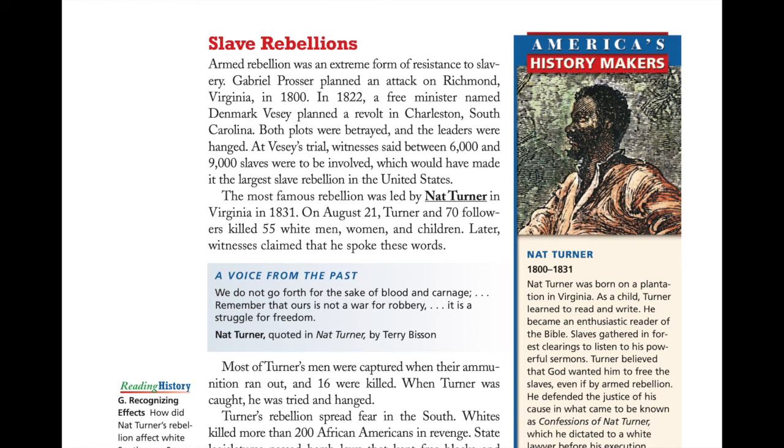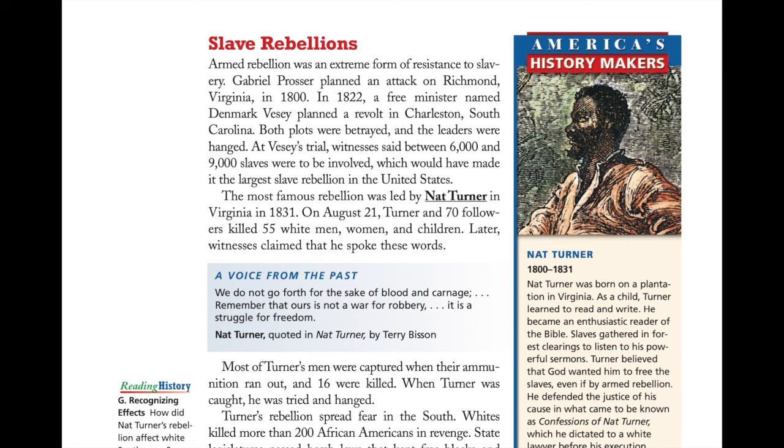The most famous rebellion was led by Nat Turner in Virginia in 1831. On August 21, Turner and 70 followers killed 55 white men, women, and children. Later, witnesses claimed that he spoke these words.